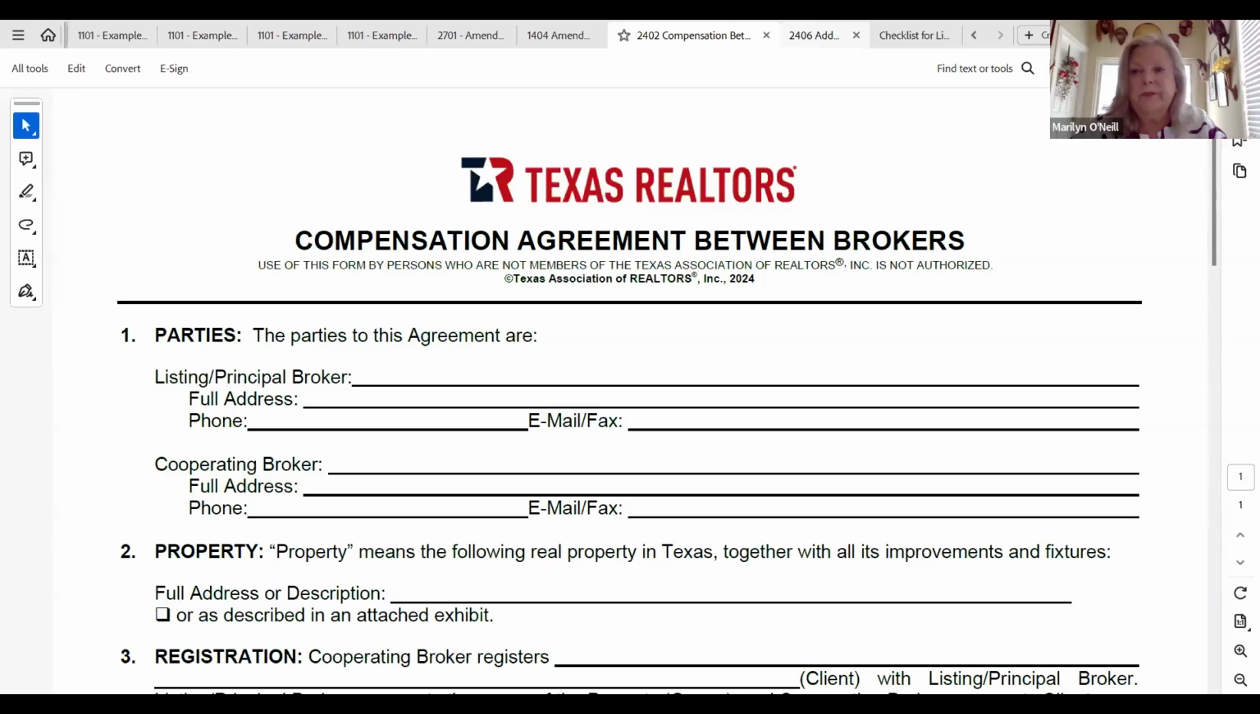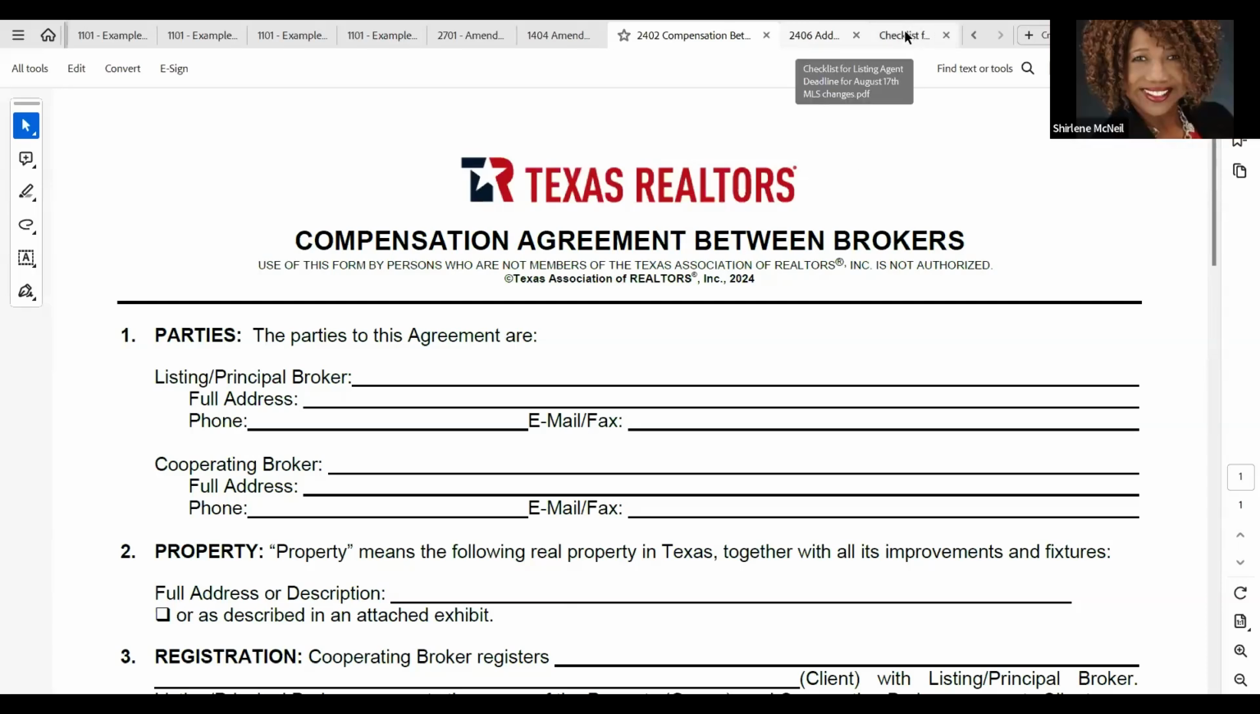And Marilyn, that goes the opposite way too. The buyer agent can send it to the listing broker, fill it out and send it to them. That's usually who's going to send it, because they're going to want to make sure they've secured compensation per their requirements with the buyer. Okay, thank you.